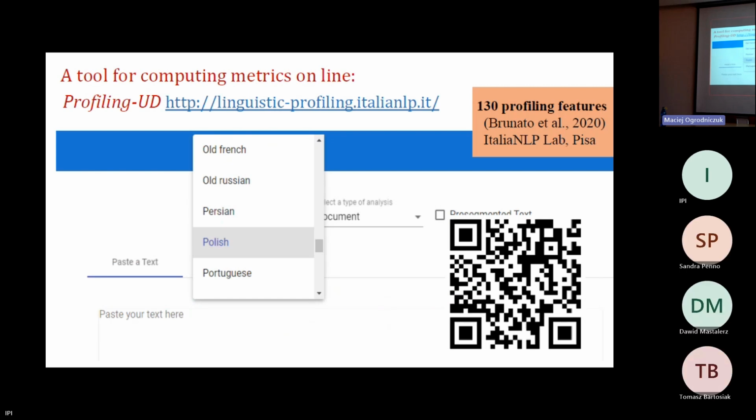Now about these metrics. For example, you have this tool. You can upload your text, and you get 130 metrics for your text. Some are very trivial, like counts. It's based on Universal Dependencies. Some are really just counting the number of different dependency relations, these syntactic functions. Some are more elaborate, but there is one maybe tiny flaw, maybe not so tiny, but it depends on what you do.